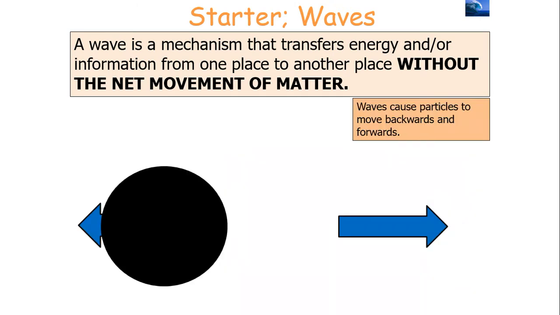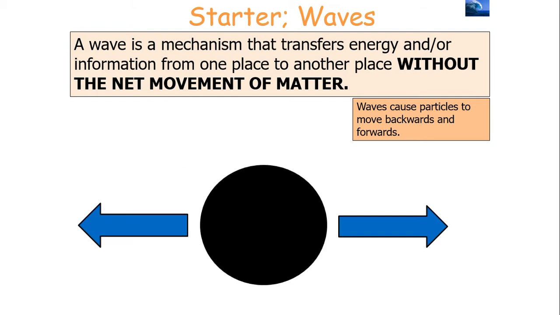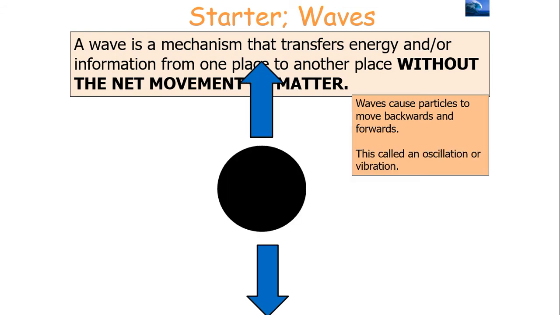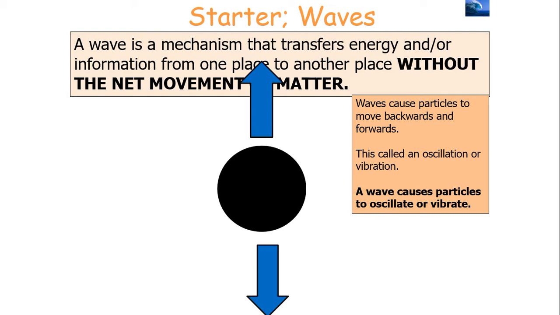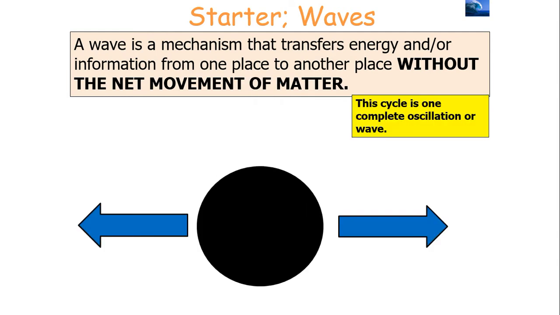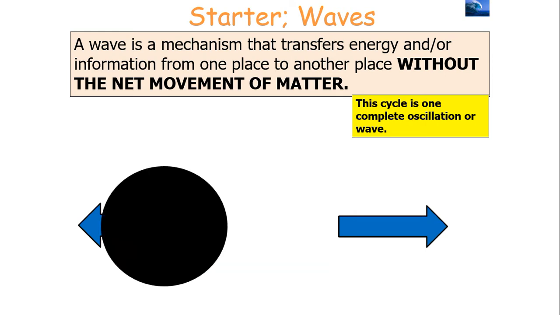Waves will cause particles to move backwards and forwards, or oscillate, as the energy transfers through, as shown in the following animation. The particles oscillate backwards and forwards. This is called an oscillation or a vibration. So a wave will cause a particle to oscillate or to vibrate. One complete oscillation or wave is when the particles move one way, then the other way, and go back to where they started. This cycle is one complete oscillation or a wave.